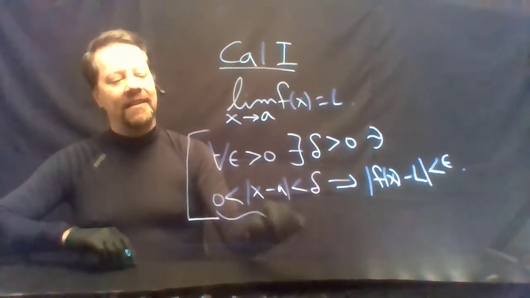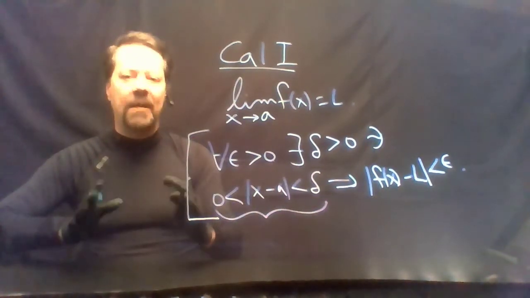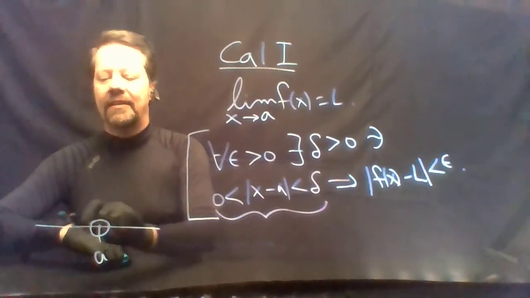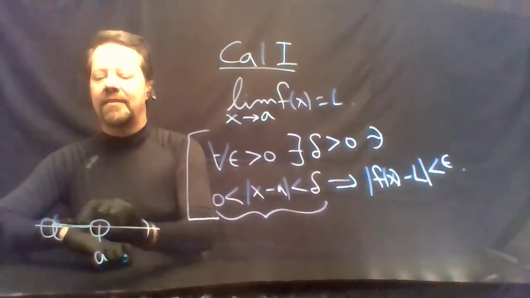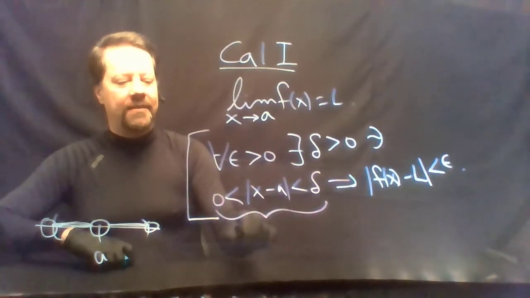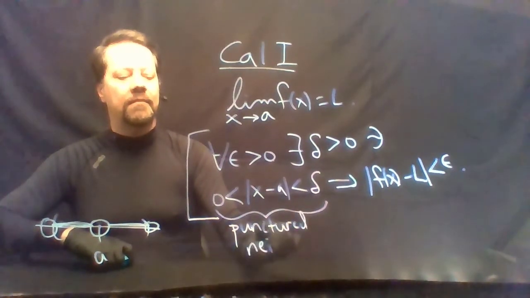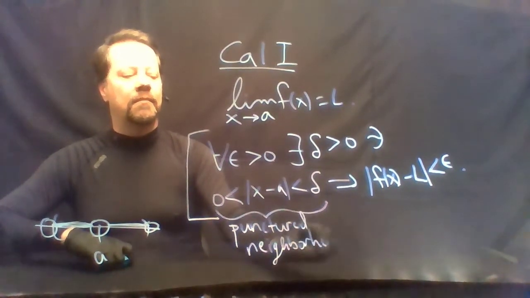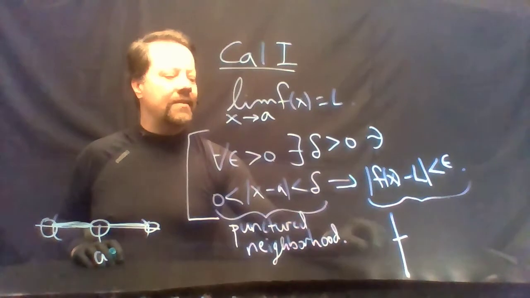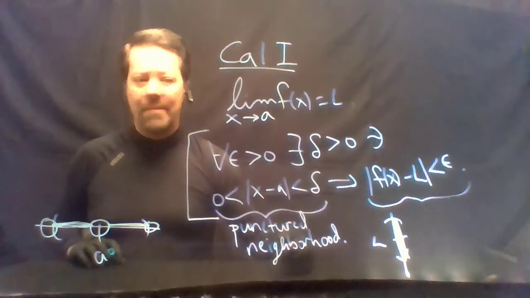Notice that in the domain, we're avoiding the point A itself and only looking at points within some punctured neighborhood. If this is A, we're taking that out and then looking on an open interval around that, but excluding the point A itself. This is a punctured neighborhood. In the range, we're looking at points close to L that are some epsilon away. This is a neighborhood of L.